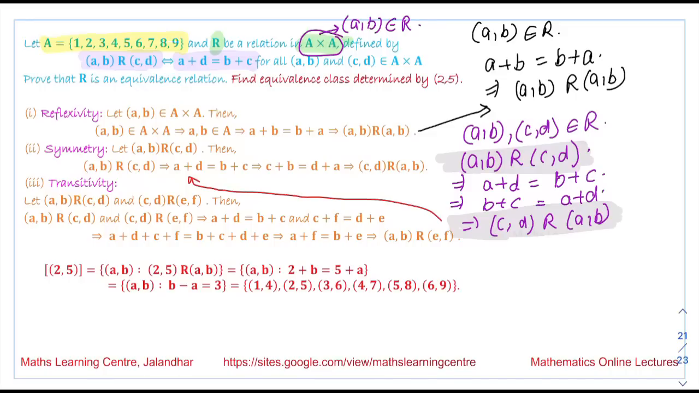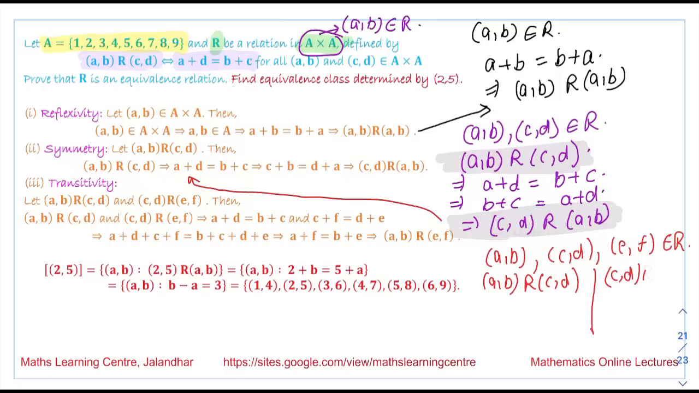The last part we have is to prove that this relation is transitive. So we have considered three elements, A comma B, C comma D and E comma F. These are the three elements which we have taken from the set R, such that A comma B is related to C comma D, and C comma D is related to E comma F. Now from the first one, we obtain that A plus D is equal to B plus C. And from the second, we obtain that C plus F is equal to D plus E.